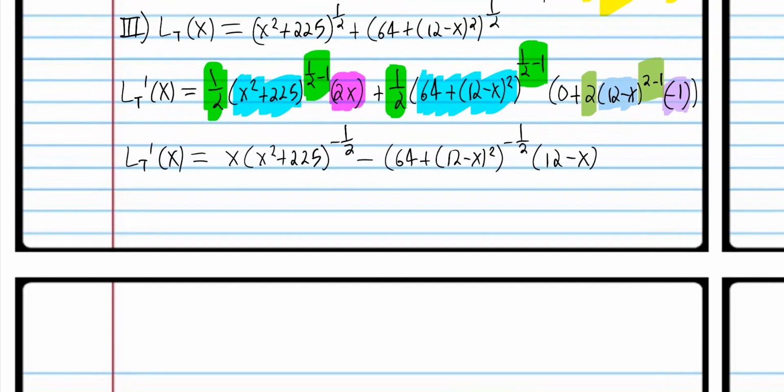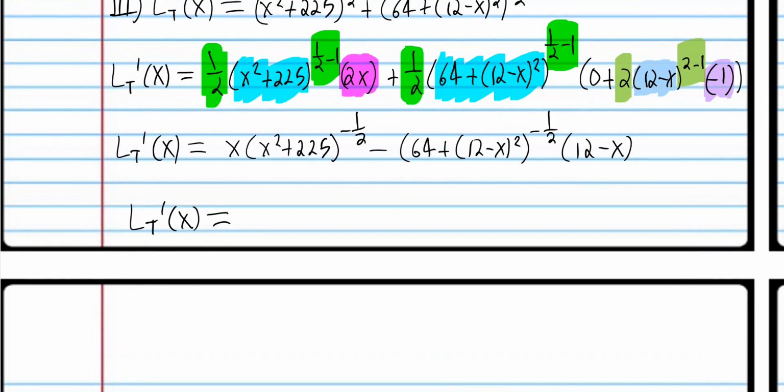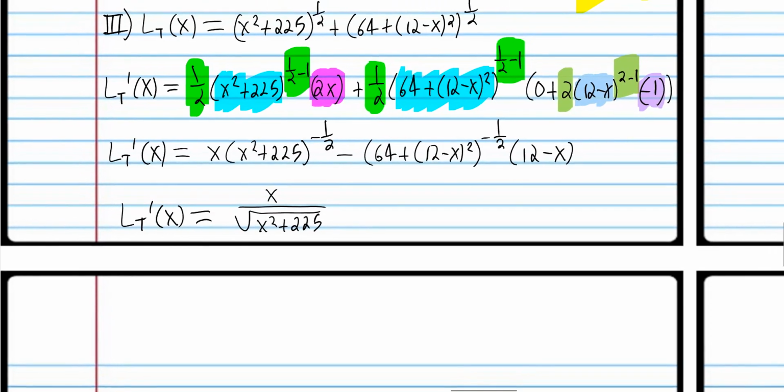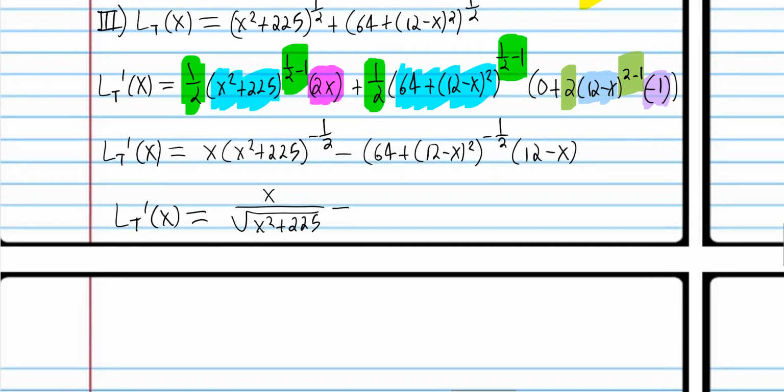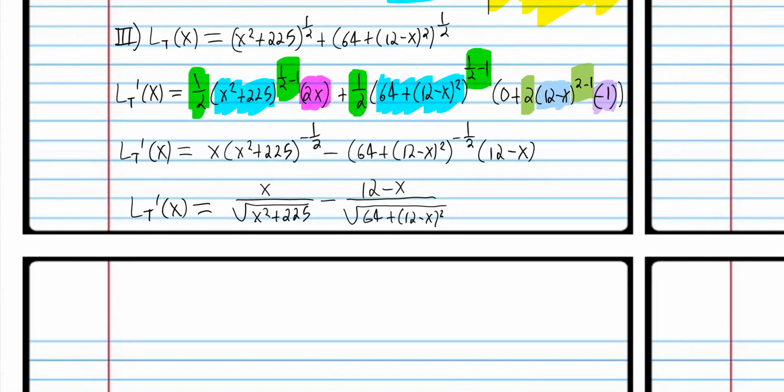So at that point we have, again, this is the derivative of the total length of the wire. So we have x over the square root of x squared plus 225. We have a negative exponent, so it goes down to the denominator, and it's a fraction exponent, so it becomes a root. And so over here we have 12 minus x over the square root of 64 plus 12 minus x squared. And it looks like that's it.